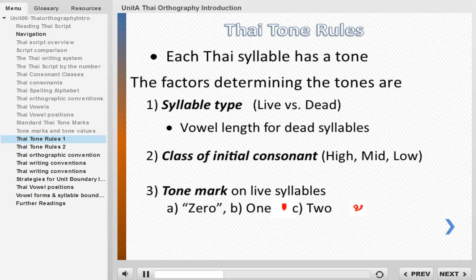3. The use of regular tone marks on live syllables. A. No tone mark, or you can think about it as null or tone mark 0. B. Tone mark 1. And C. Tone mark 2.